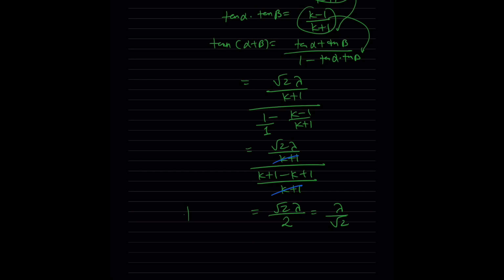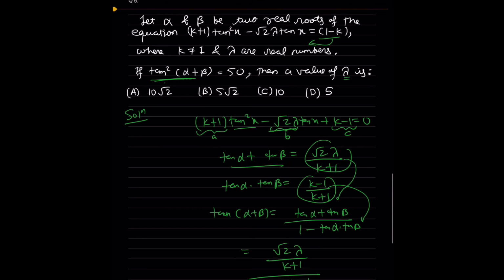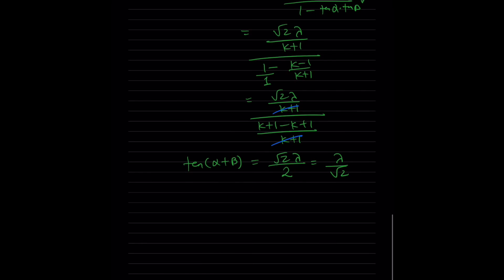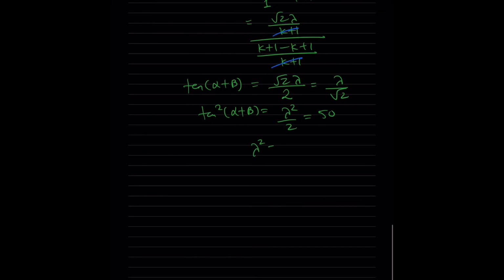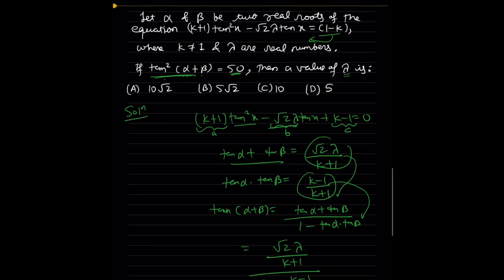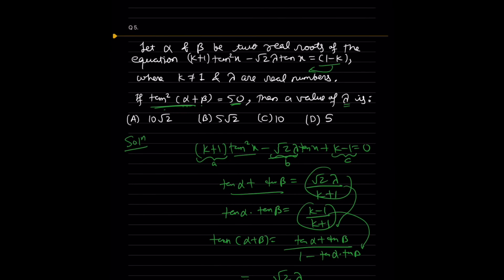This is nothing but the value of tan of alpha plus beta, but tan square of alpha plus beta is equal to 50. So first I'll do the squaring over here. I'll get tan square of alpha plus beta as equal to lambda square upon 2, which is also equal to 50, as given in the question. From there I can write lambda square is equal to 100, or lambda is equal to plus minus 10. Now if we look into our options, we can see that C should be our answer.